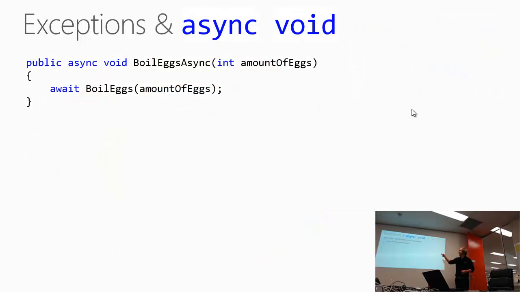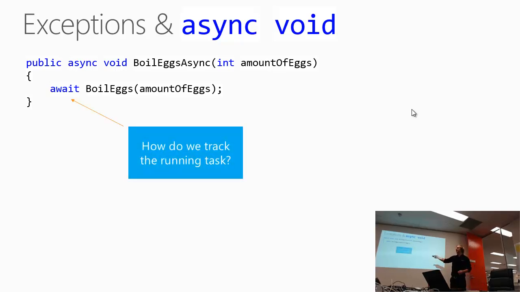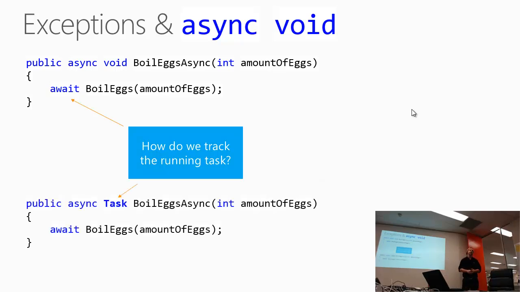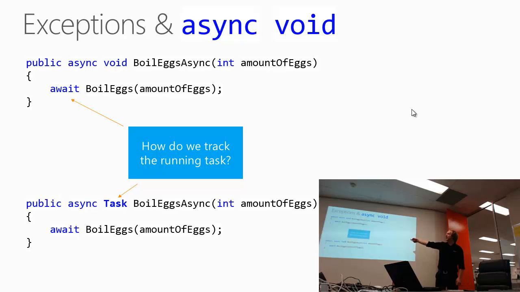So instead, the way of working with async and void is sort of: don't do it. So we need a way to track what happens here. And there's a simple way to solve that. We can simply change void up here to task. And now we have a way to track the state machine.